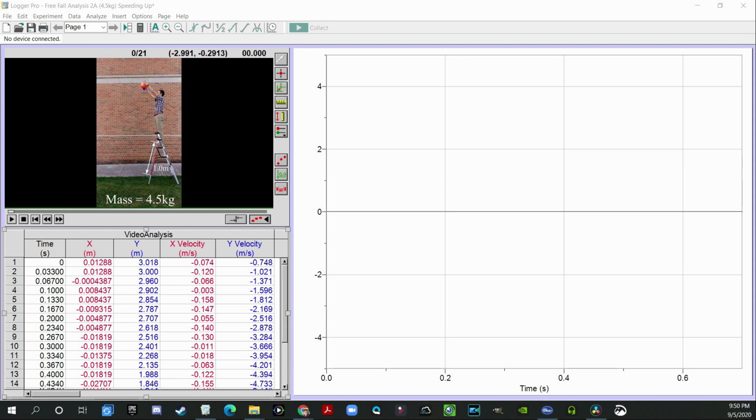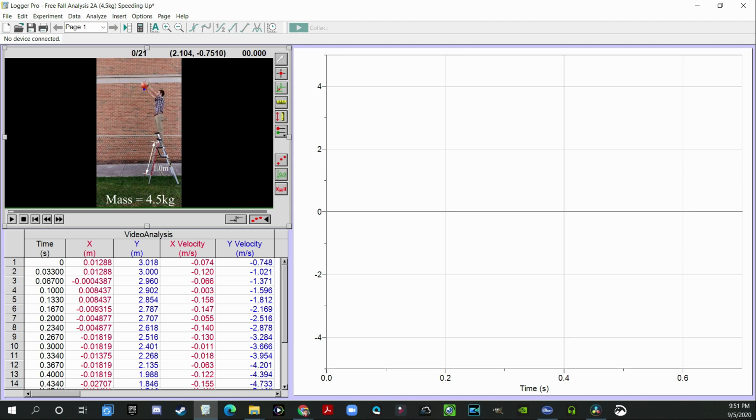So here I've got that same video of the 4.5 kilogram bowling ball that I dropped, and I have it within a software program called Logger Pro. This is a tool you'll end up using later in the semester for another investigation. So in Logger Pro, you can insert any video to basically do what's called a video analysis.